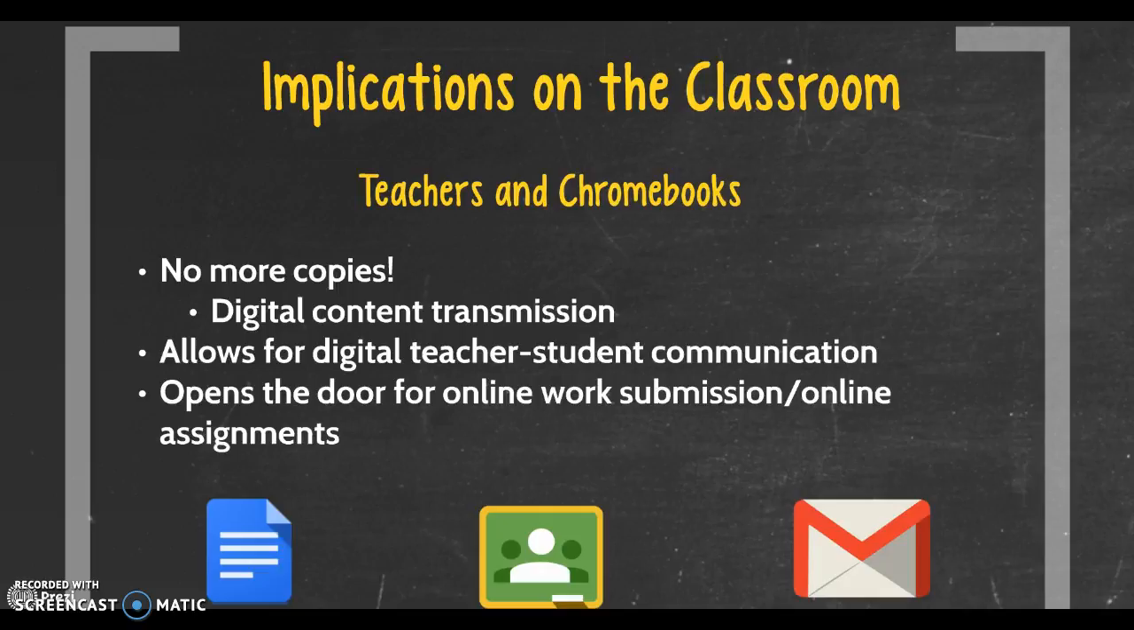The most important is that there are no more copies. Teachers do not need to make copies or use paper, as they can digitally transmit their content to students. They can do so using Google Docs, Google Classroom, email, or other classroom environments.